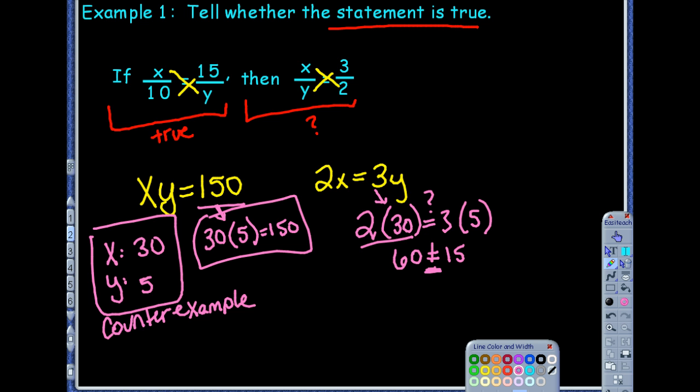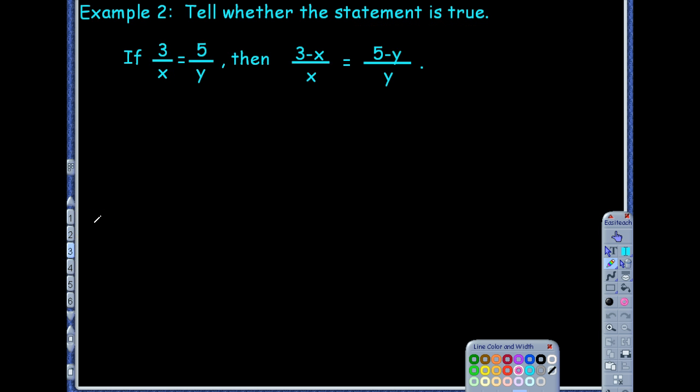Now, keep in mind that that's not the only counterexample you could have listed. There are lots of them. An infinite number of counterexamples we probably could have chosen here. But whatever you pick, it has to work for the first if part, but not the second part. Exactly.